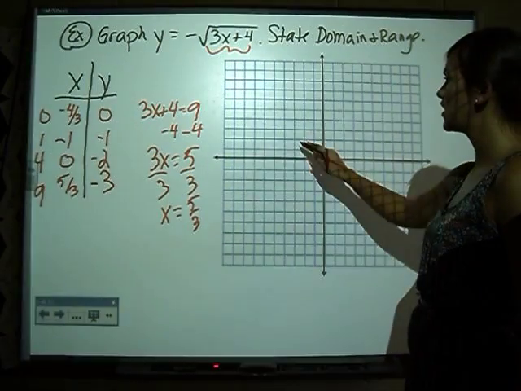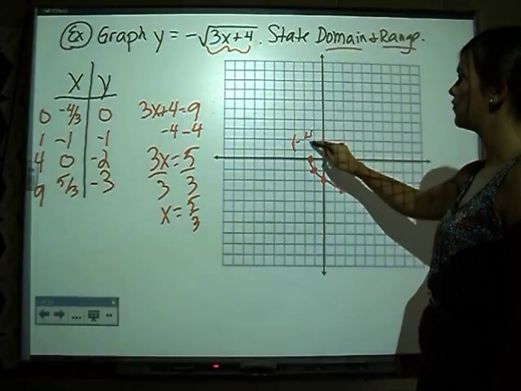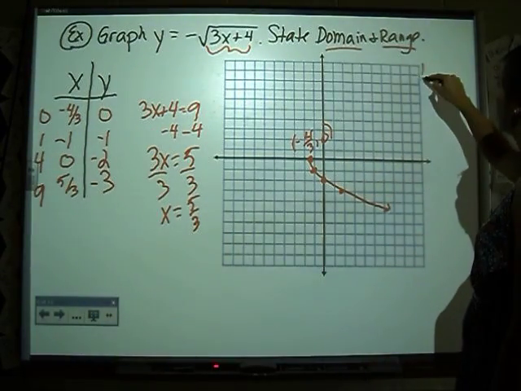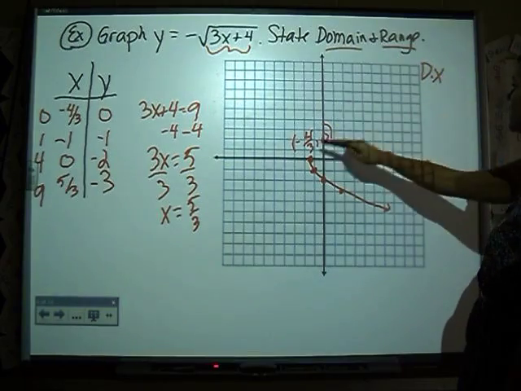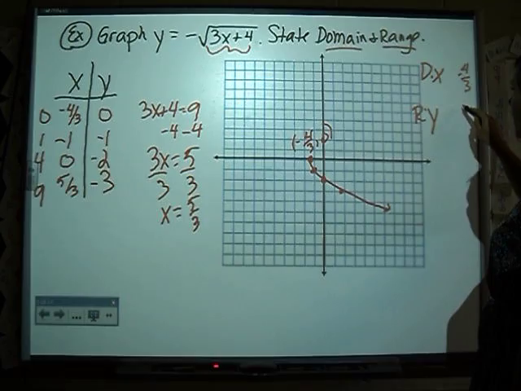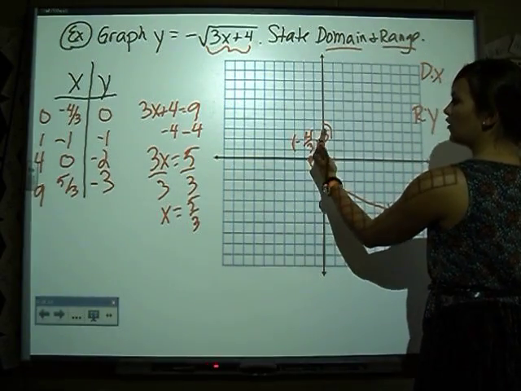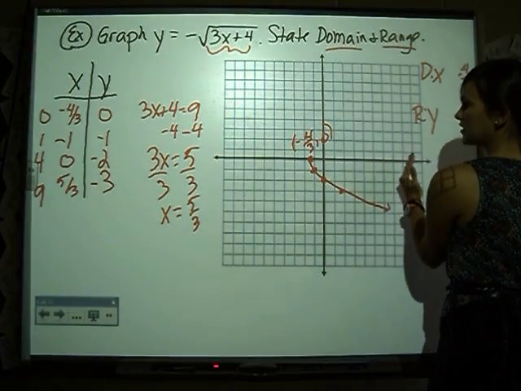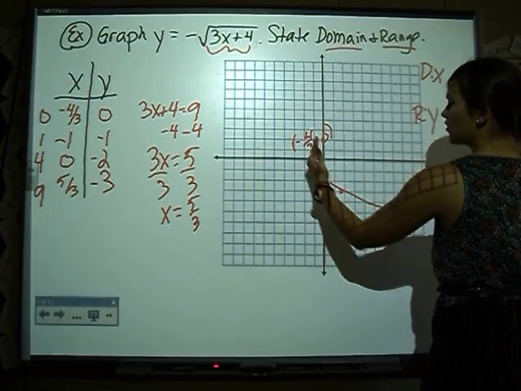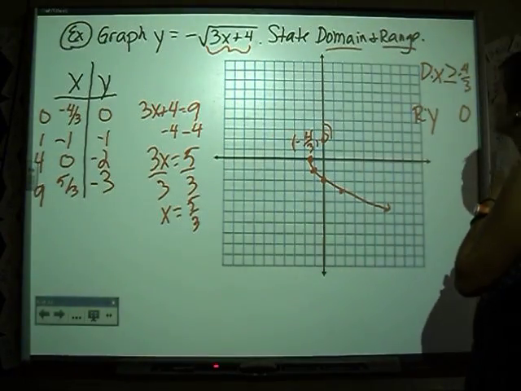So what is our starting point here so we can state our domain and range? We started at (negative 4/3, 0). My domain is my x, and I'm starting at negative 4/3. And my range is my y, and I'm starting at 0. From here, does the graph take my x greater than negative 4/3 or less than negative 4/3? The graph is going in the greater direction. So here we're going to have x is greater than or equal to negative 4/3.